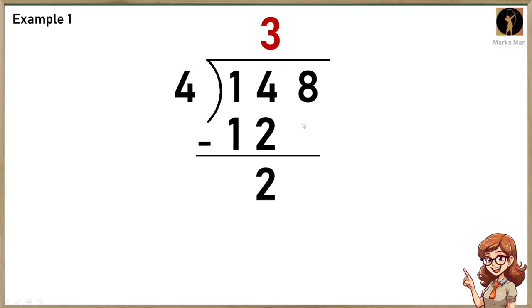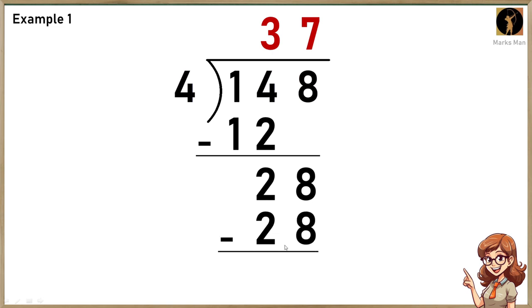Now, 2 is smaller than 4, so you need to bring down the number 8. Next, you need to divide this number 28 to your divisor. So 28 divided by 4, that is equal to 7. Next, you need to multiply this number 7 to your divisor. So 7 times 4, that is equal to 28. Next step, let's subtract this number 28 from this 28. Since these two numbers are the same, the answer is automatically 0. So, the final answer is 37. And the result obtained by the division process is called the quotient.